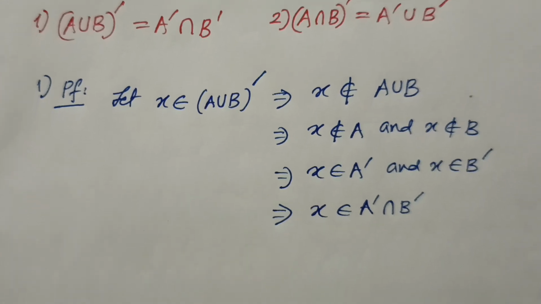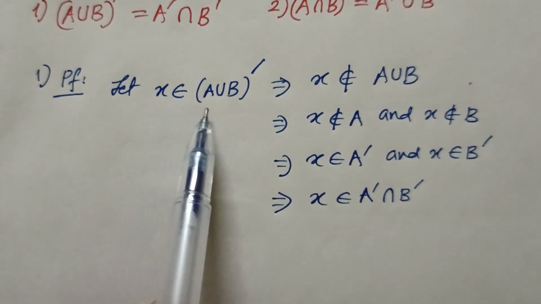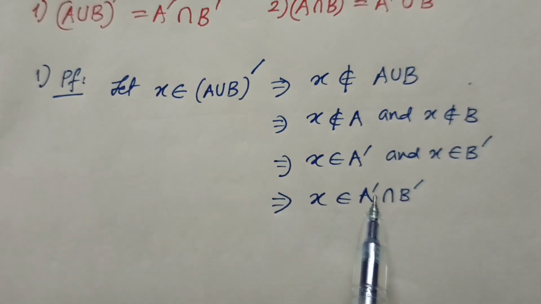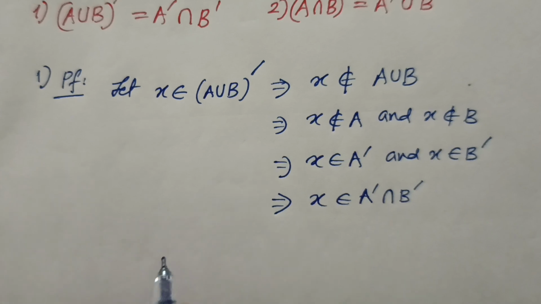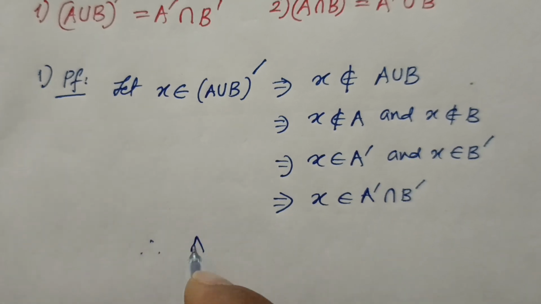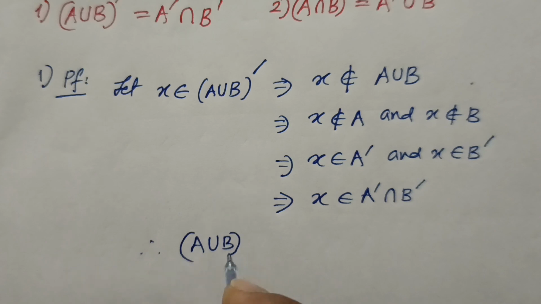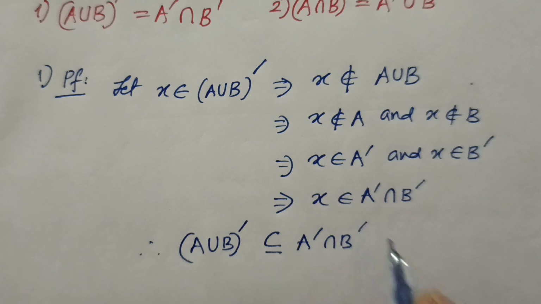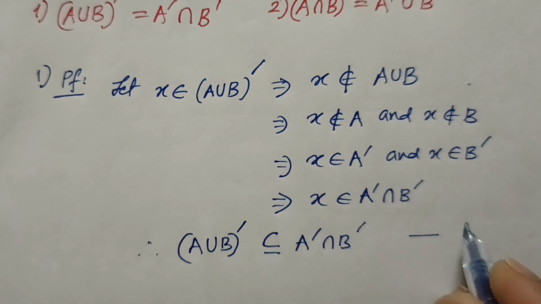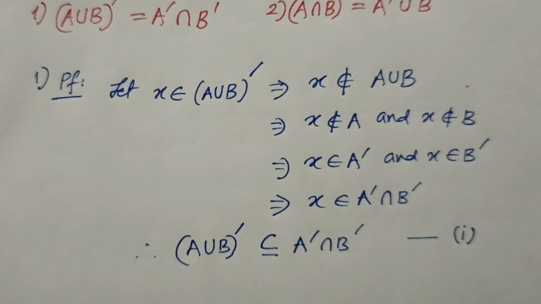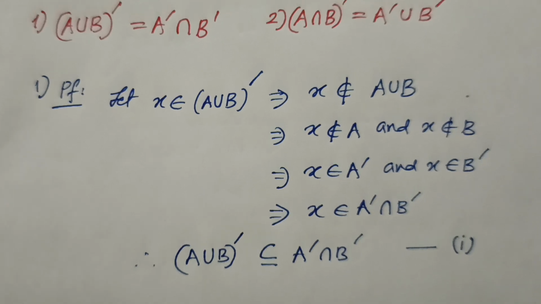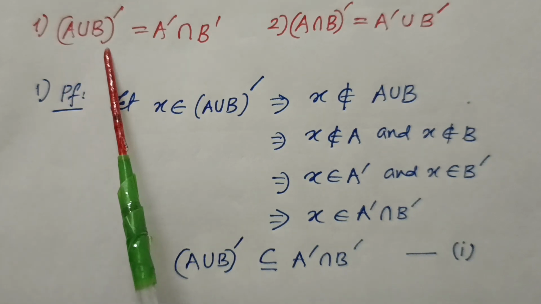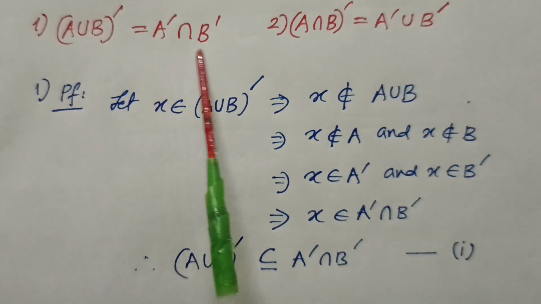So what do you experience here? I started with X belongs to (A union B) complement and ended up with X belongs to A complement intersection B complement. Therefore, by definition of subset, (A union B) complement is a subset of A complement intersection B complement, and you can write equation number 1 for this. So far we have proved this left hand side is a subset of the right hand side.